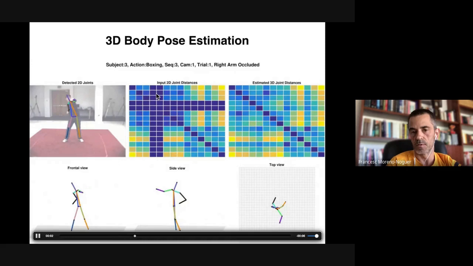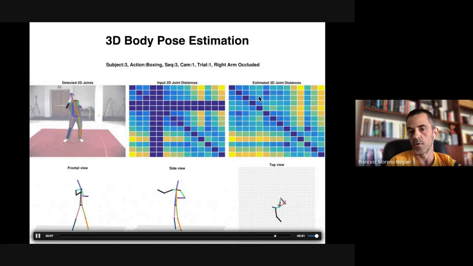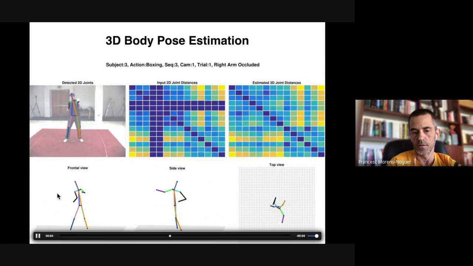And even though we don't know this, the 3D Euclidean distance matrix is completely predicted. So we hallucinate very well the position of these joints. As you can see here, these are three views, the frontal, the side, and the top view of the 3D representation. And you see that the right arm is quite well estimated, even though it's not seen. And the rest of the joints that are seen in 2D are also very well estimated in 3D.